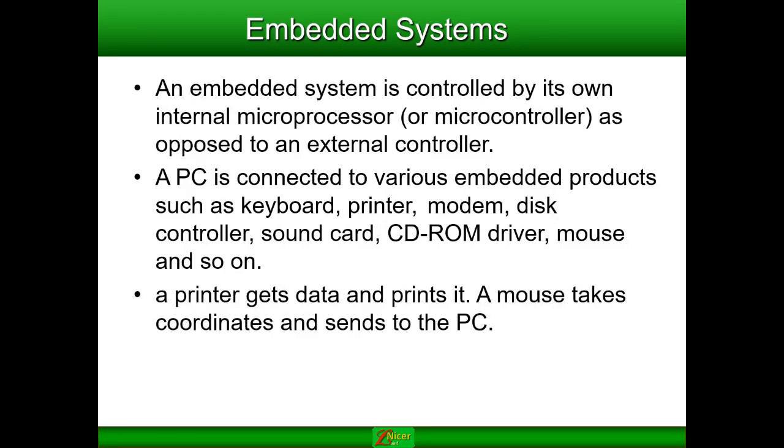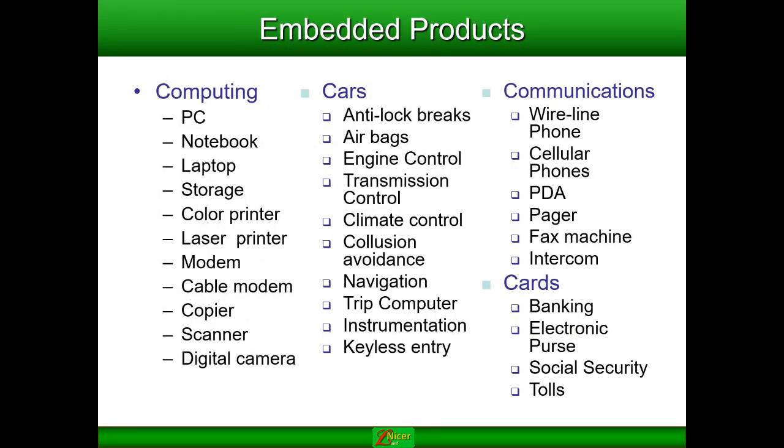We cannot change these products. We cannot change the chips on our keyboards, on our printers. Of course, if they are damaged, we just simply give them to professionals who can desolder and put new chips on them to make them work. A printer gets data and prints it. A mouse takes coordinates and sends them to the PC. So this is how these embedded systems work. So these are some of the embedded products that we use in our daily lives.